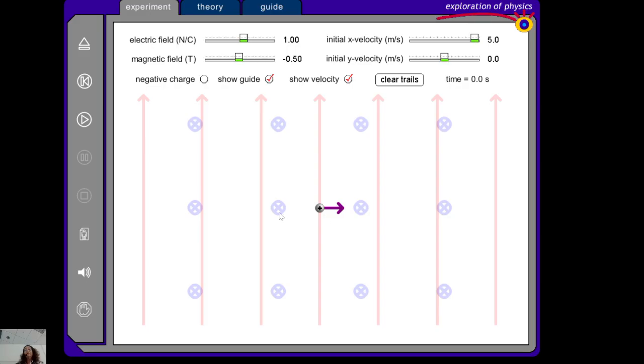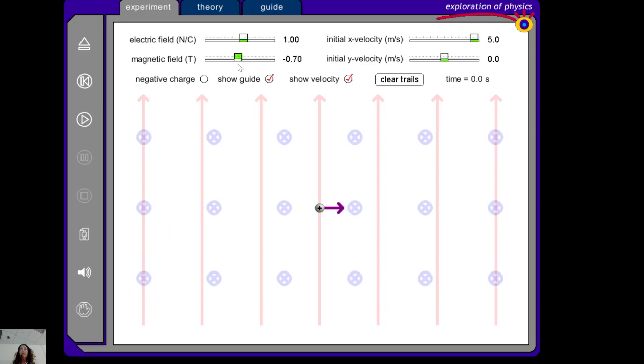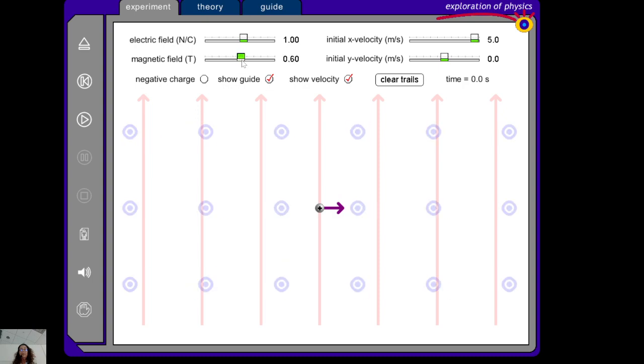So here you have a magnetic field into the board and you have an electric field up. I'm going to first remove the magnetic field. Okay, so I'm going to make it 0. Okay, and no initial velocity. So you see velocity, but imagine it's not there. What's going to happen to that positive charge?